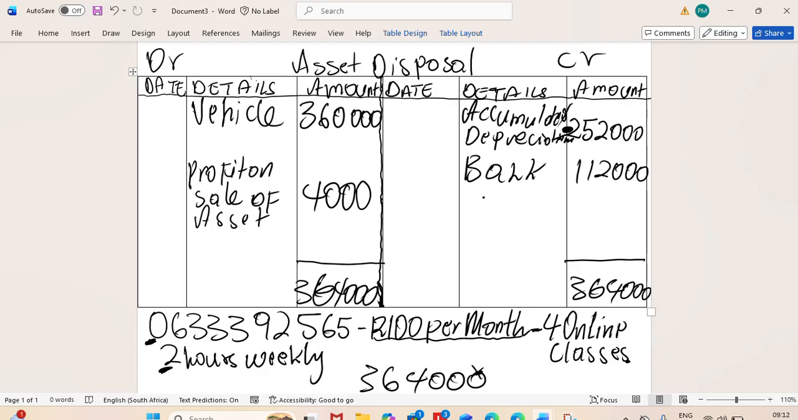But if the debit side, namely the cost price side, was bigger than the credit side, it means now, guys, you're going to have the 360 as the balancing, the closing off here. So you're going to have a loss on the credit side, loss on sale. You're going to write loss on sale of asset, and then you write, where do you write that loss? Here.